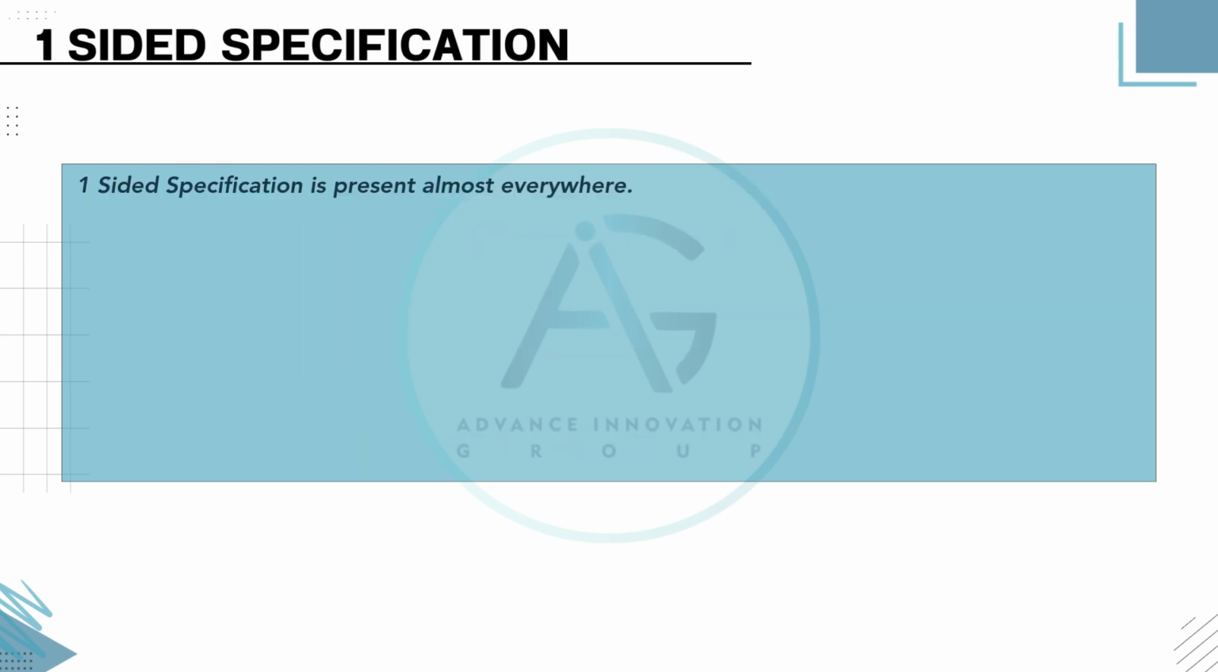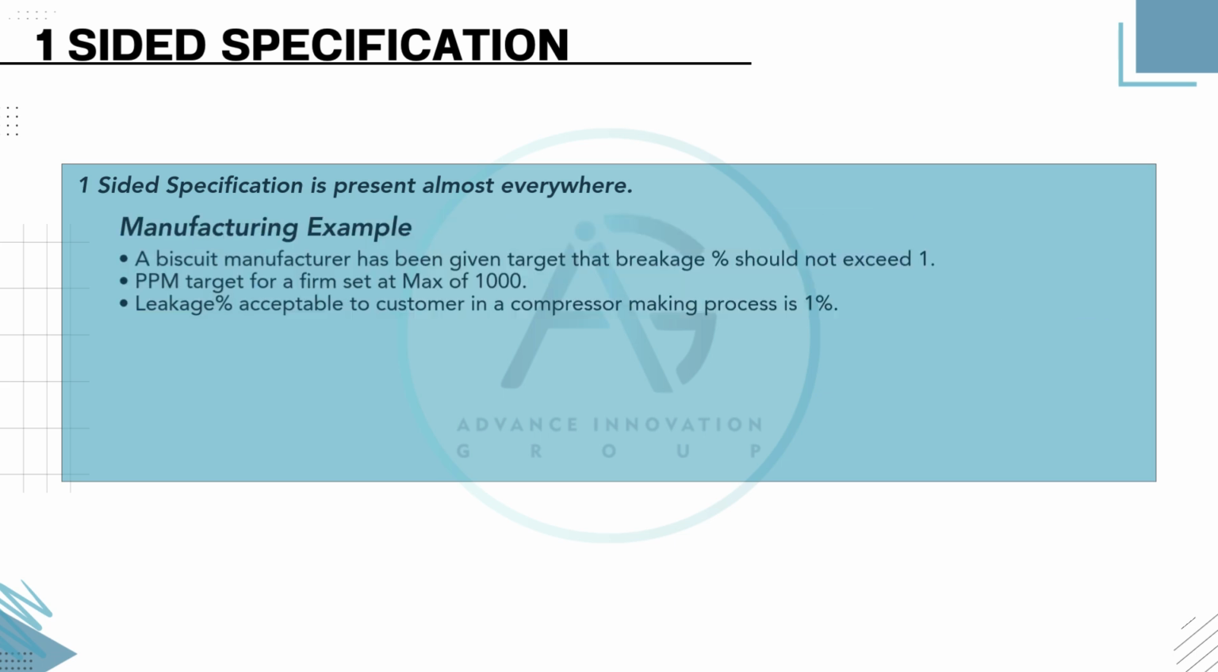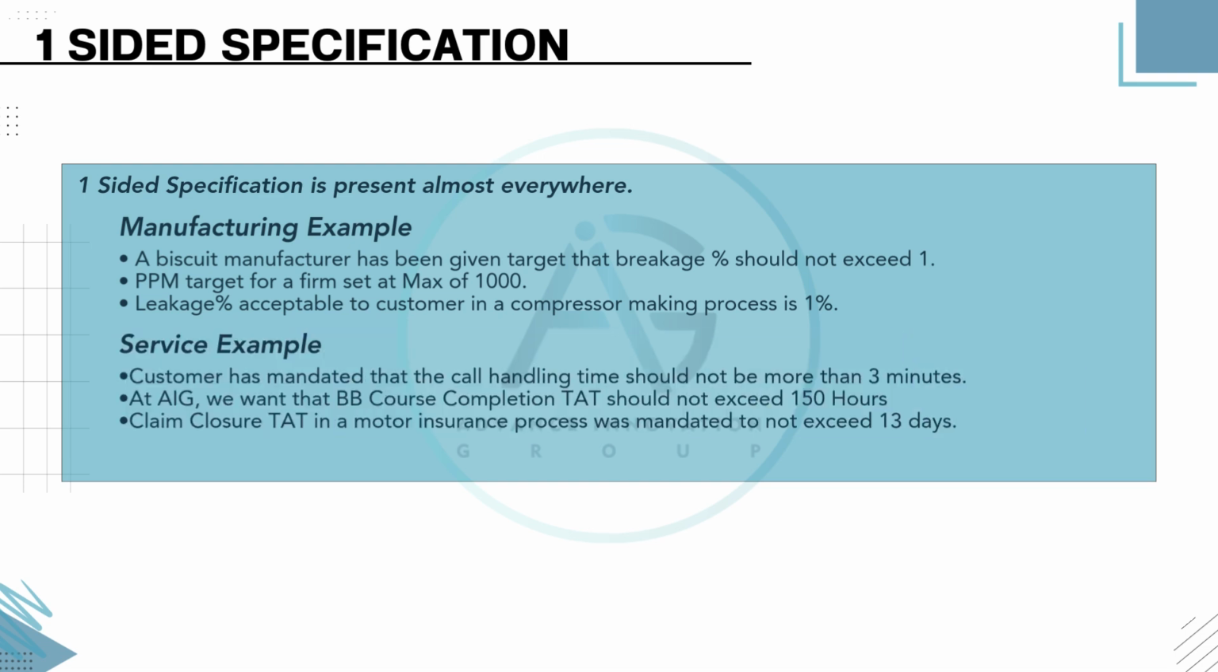One-sided specification is present almost everywhere. Manufacturing example: a biscuit manufacturer has been given a target that breakage percent should not exceed 1%. The ppm target for a firm is set at a maximum of 1,000. Leakage percent acceptable to the customer in a compressor making process is 1%. Service example: the customer has mandated that the call handling time should not be more than 3 minutes. At AIG, we want that BB course completion TAT should not exceed 150 hours. Claim closure TAT in a motor insurance process was mandated to not exceed 13 days.